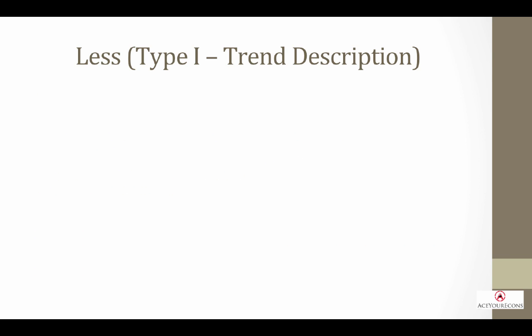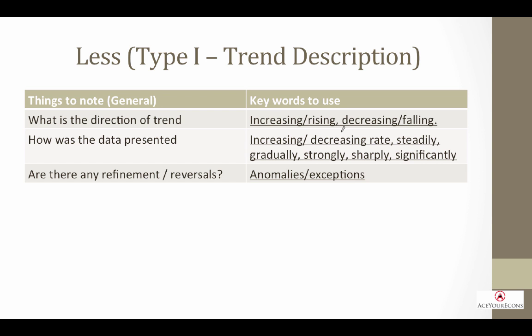This is a very quick summary of the type 1 questions that you need to note. First of all, you need to know the direction of the trend. Is it increasing or rising, or decreasing or falling? Second, you need to find out how the data was presented. Is it at an increasing or decreasing rate? Is it steady, gradual, strong, sharp, significant? This is specific to rate of change. And this is specific to reversal: are there any anomalies or exceptions?